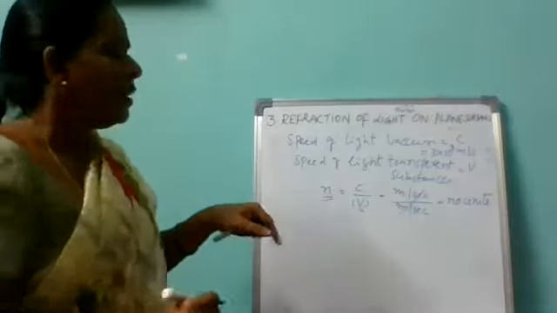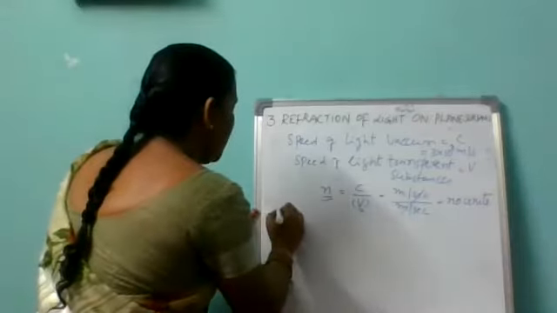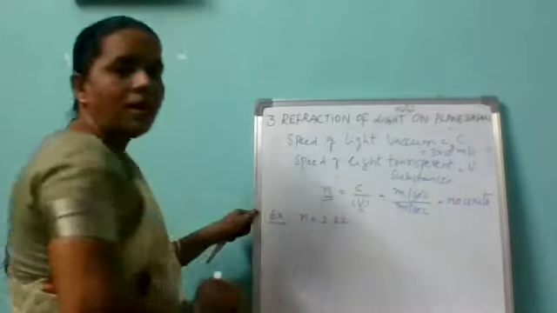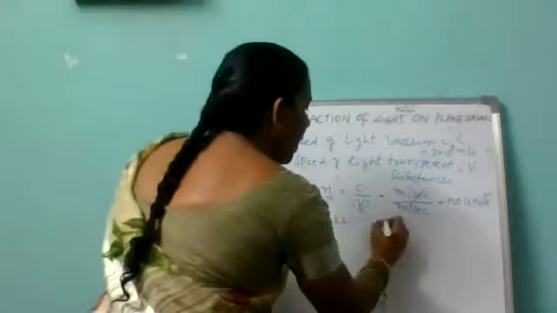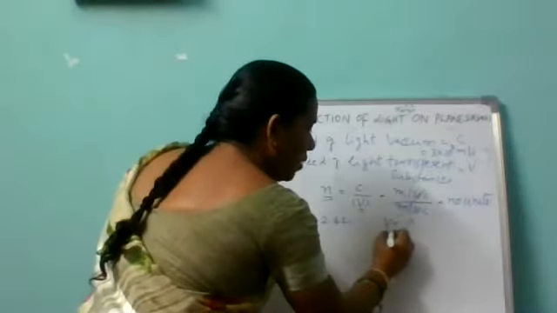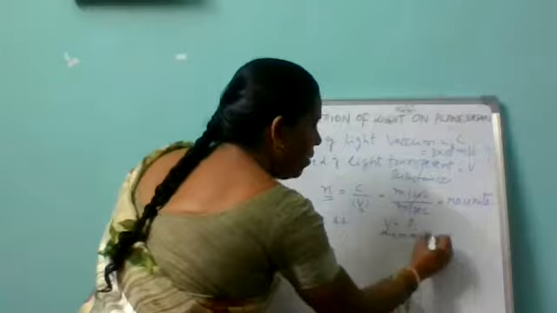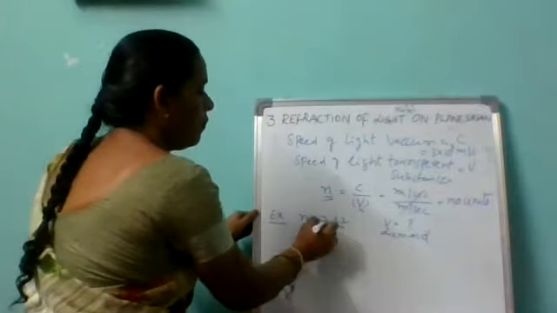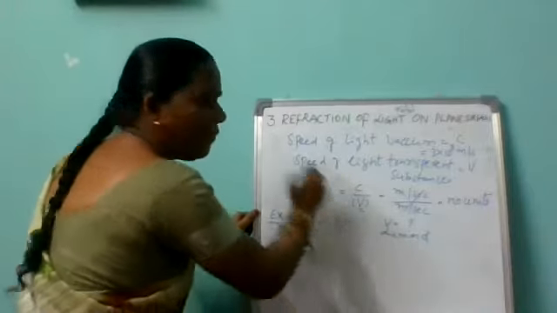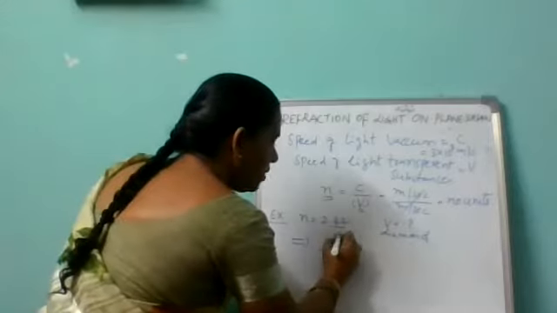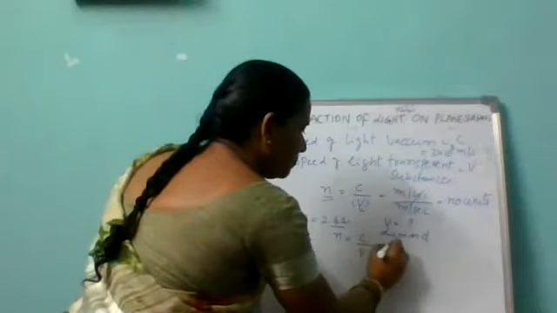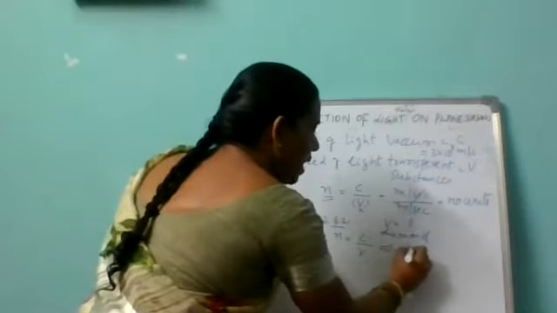There are some examples I am going to give. The refractive index of diamond is 2.42. What is the speed of light in diamond? So we should find V diamond. How are we going to find it? Only the value of n is given, is it not? So we substitute the value of n in the equation. What is the equation we have to take? n is equal to c by v.